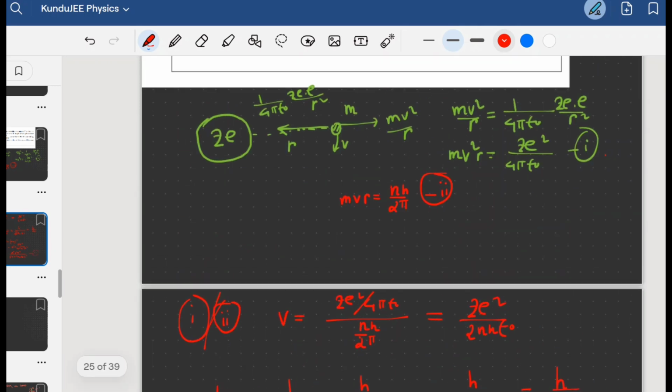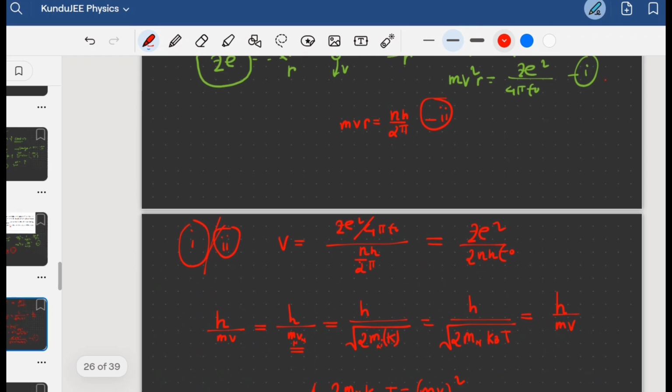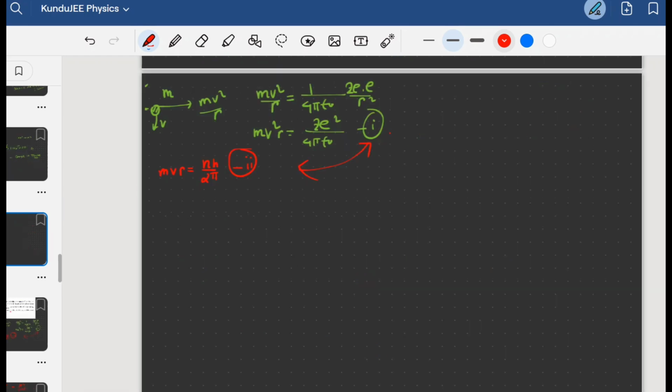But in our expression there is something called a naught, where a naught is the first Bohr radius of the hydrogen atom. So from equations 1 and 2, we have to find out the first Bohr radius r. So I have to eliminate v from here to get the expression for r, and I have to put n equal to 1 in order to get the first Bohr orbit radius. If we do 1 by 2 square, ultimately we'll be able to eliminate v.